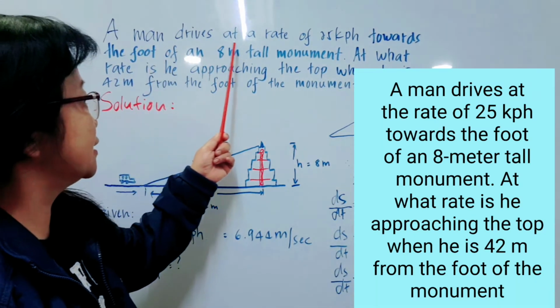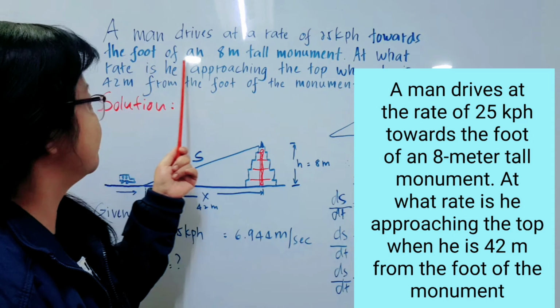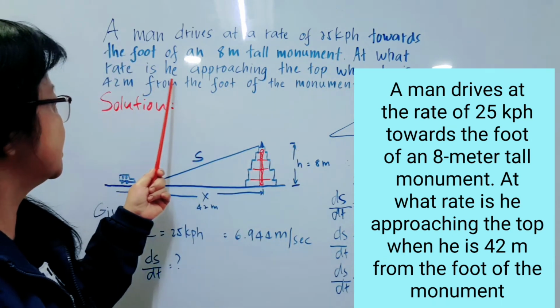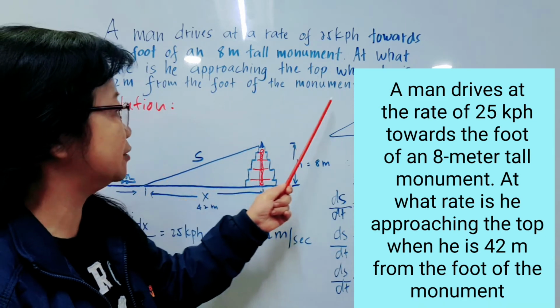A man drives at a rate of 25 km per hour towards the foot of an 8-meter tall monument. At what rate is he approaching the top when he is 42 meters from the foot of the monument?